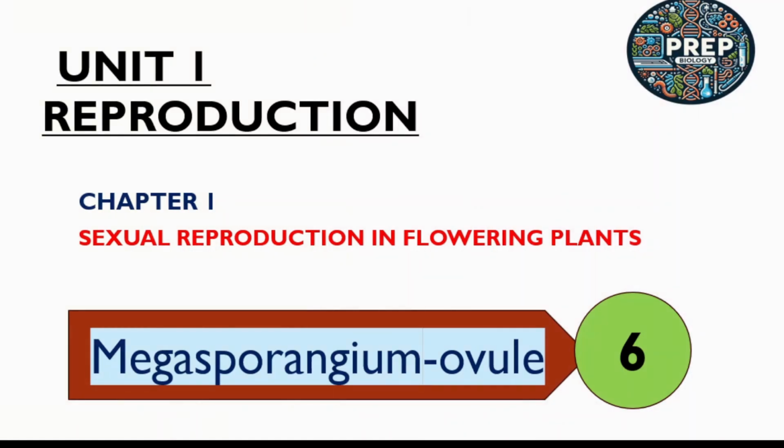We have started Unit 1 of Class 12th Biology, that is reproduction, and we will continue with that. Chapter number 1, Sexual Reproduction in Flowering Plants. We have covered almost 5 topics of this unit. So this is class 6th of this series, and today we will discuss the Megasporangium, that is the structure of ovule. So let's start with the lecture.